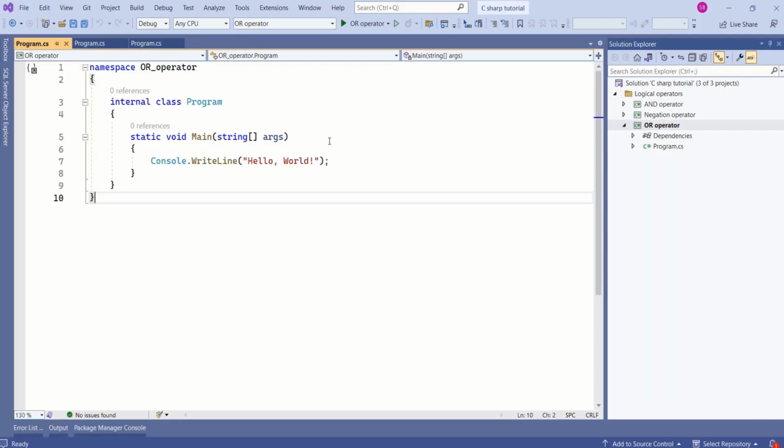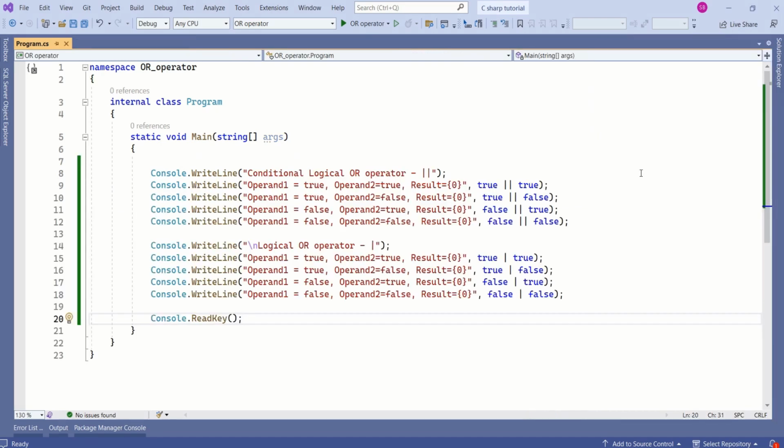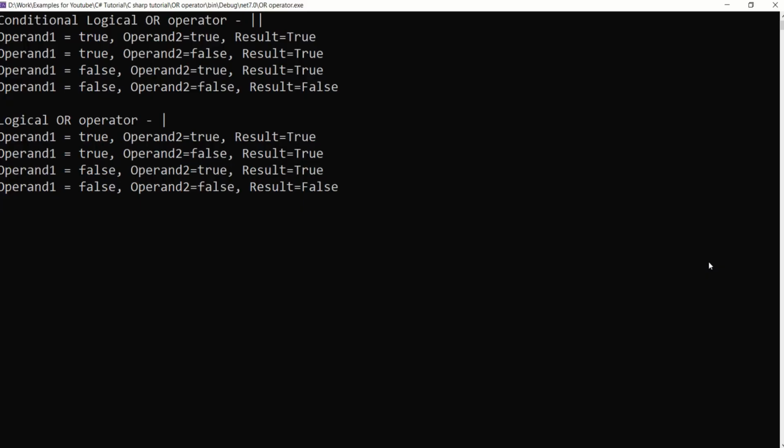Let's understand this practically. Here I have written simple code to test these two OR operators for different combinations of true and false. If you look at the output, you can verify that their behavior is the same. If both the operands are true, then the result is true. If any of the operands is true, even then the result is true. The result is false only if both the operands are false.